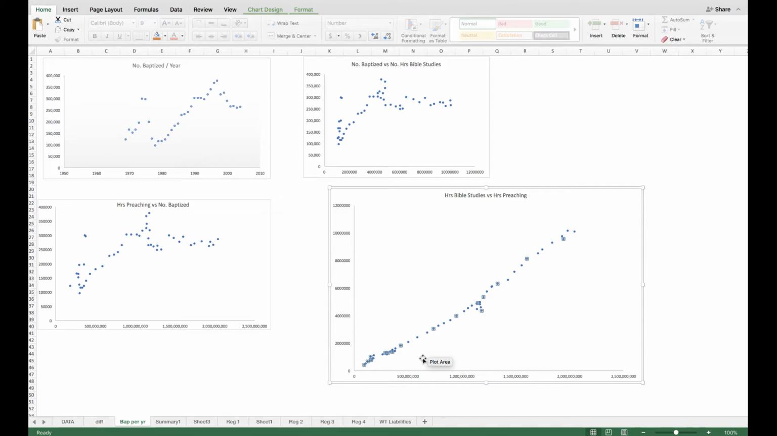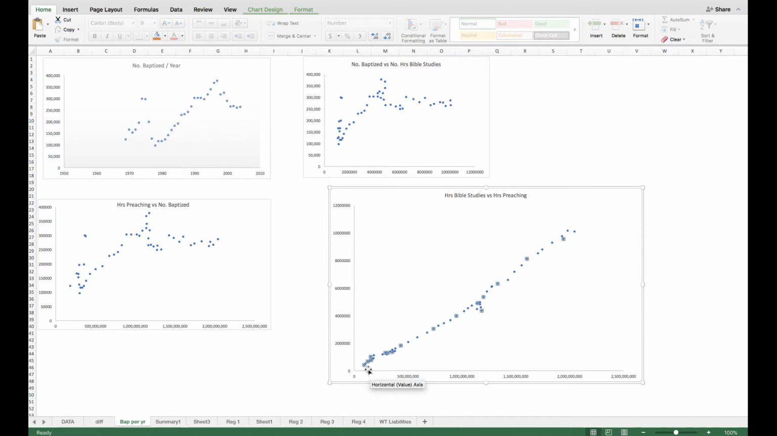And then when you look at the hours spent preaching at the door, eliciting or causing to come into being Bible studies, you would think that those Bible studies would lead to baptisms. But that's not the case. And so that's what these charts are. So this does not correspond with these.